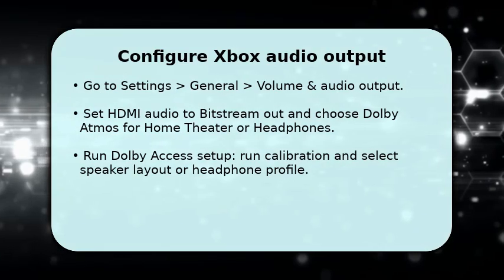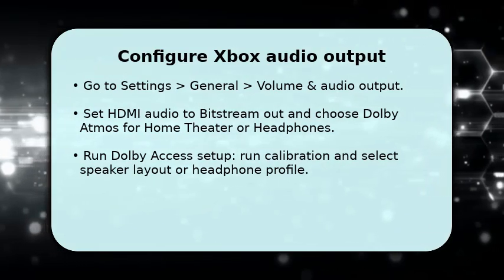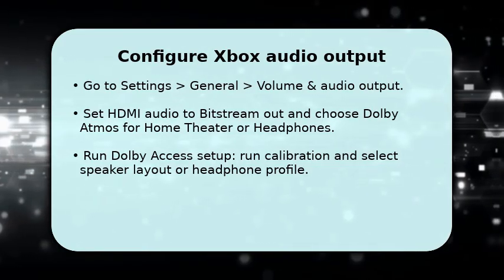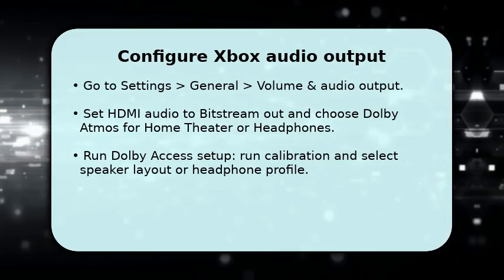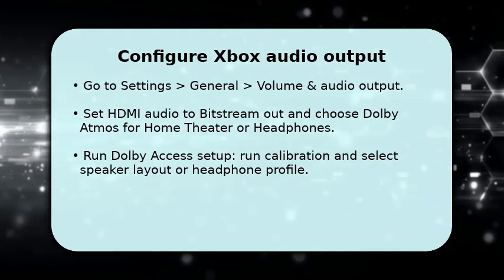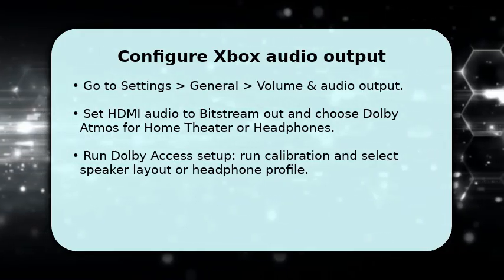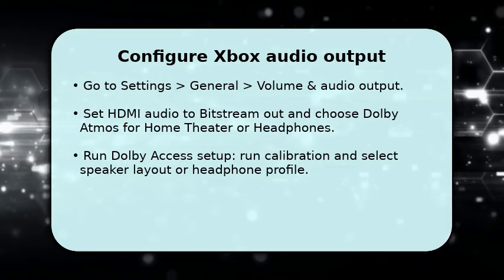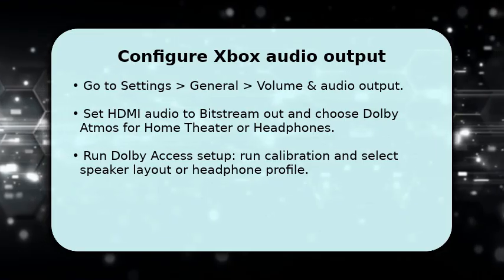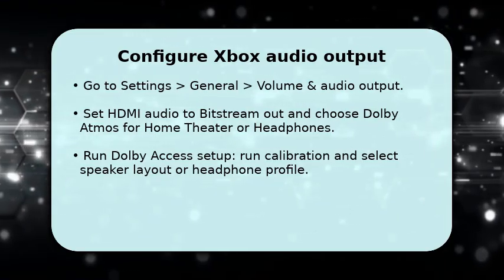Now configure the audio path. Go to Settings, General, Volume, and Audio Output. Set HDMI audio to bitstream out so the raw Dolby signal passes to your receiver or TV, and then select Dolby Atmos for home theater if you have an AV receiver, or Dolby Atmos for headphones if you purchase that option. After that, open the Dolby Access app and follow its guided setup.